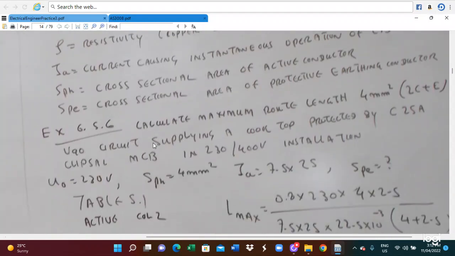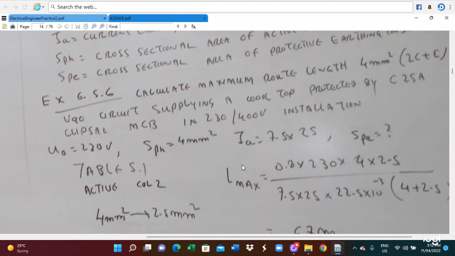Based on this information, we calculate this problem: calculate the maximum route length. The cross-sectional area is 4 millimeter square, 2 plus earth conductor, V90. The circuit is supplying a load protected by a C25 ampere MCB in a 400 volt installation. In this case, U0 is 234, SPH is 4 millimeter square, and IA is, for this type of MCB, 7.5 times 25 ampere. And then we have to calculate the SPE.